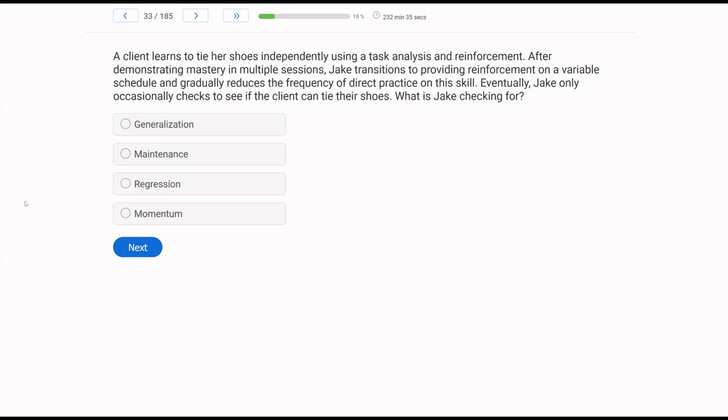The client learns to tie her shoes independently using a task analysis and reinforcement. After demonstrating mastery in multiple sessions, Jake transitions to providing reinforcement on a variable schedule and gradually reduces the frequency of direct practice on this skill.